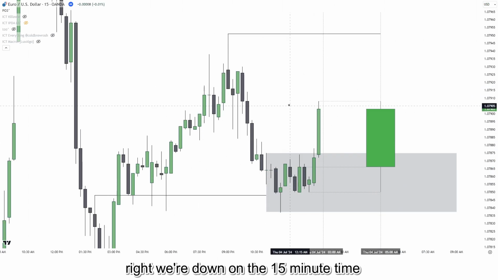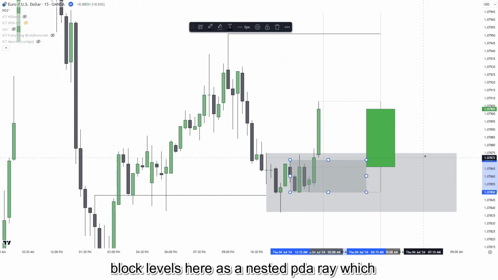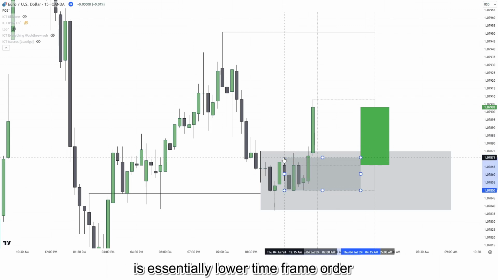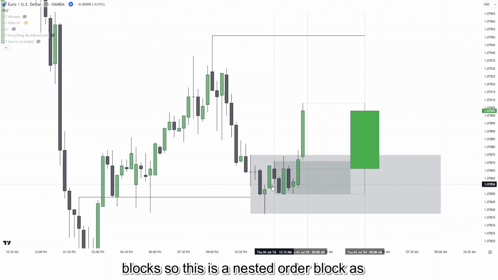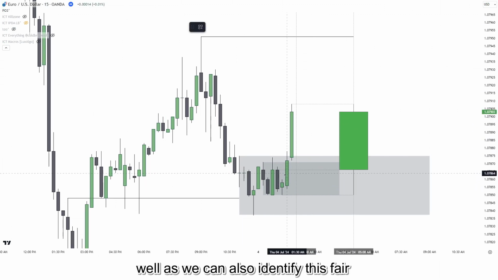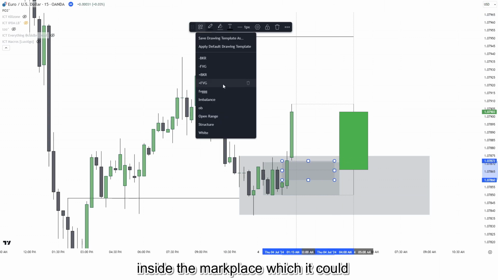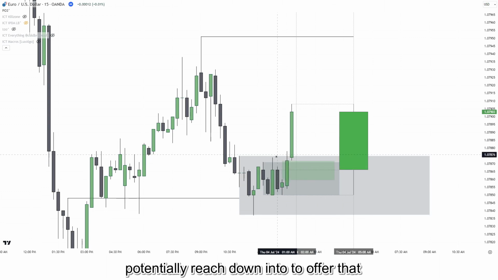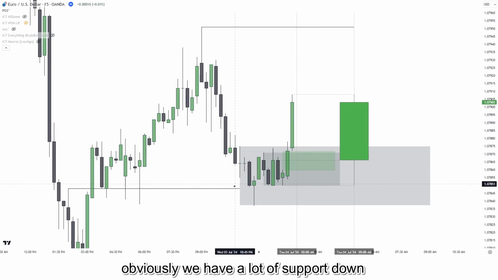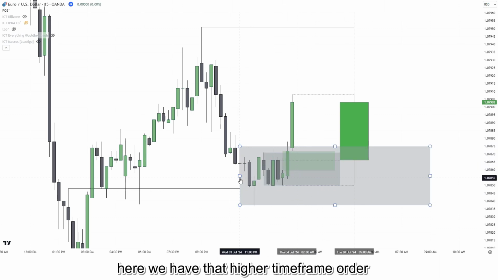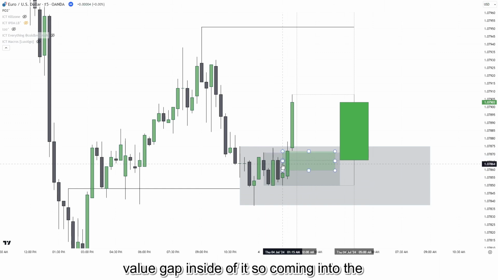All right, we're down on the 15-minute time frame here, and we can identify these order block levels as a nested PD array, which is essentially lower time frame order blocks inside of higher time frame order blocks. So this is a nested order block, as well as we can also identify this fair value gap here as a level of support inside the marketplace, which it could potentially reach down into to offer that support before reaching back higher. So obviously we have a lot of support down here. We have that higher time frame order block, which is that H1 order block, plus that 15-minute order block with that fair value gap inside of it.